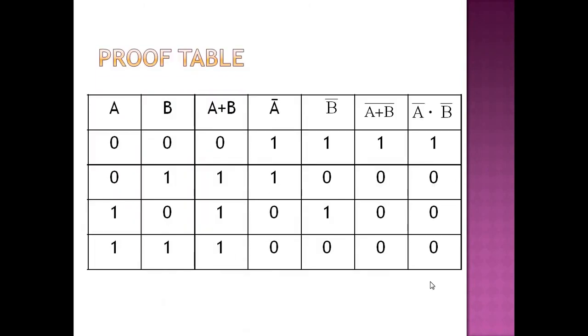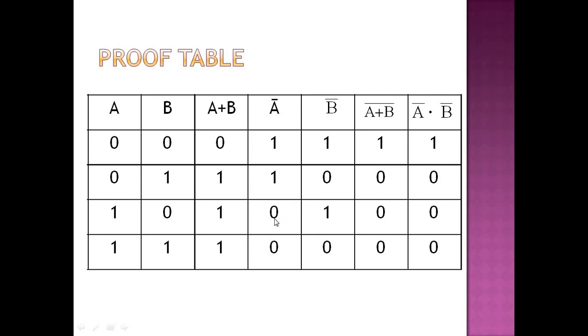So for that purpose we draw the proof table. Again the table has two inputs A and B and the combinations 0 0, 0 1, 1 0 and 1 1. Now we have to perform the OR operation for A and B. So when A equal to 0, B equal to 0, we get the OR output as 0. For 0 1 we get the OR output 1. For 1 0 we get the OR output as 1, and for 1 1 we get the OR output as 1.